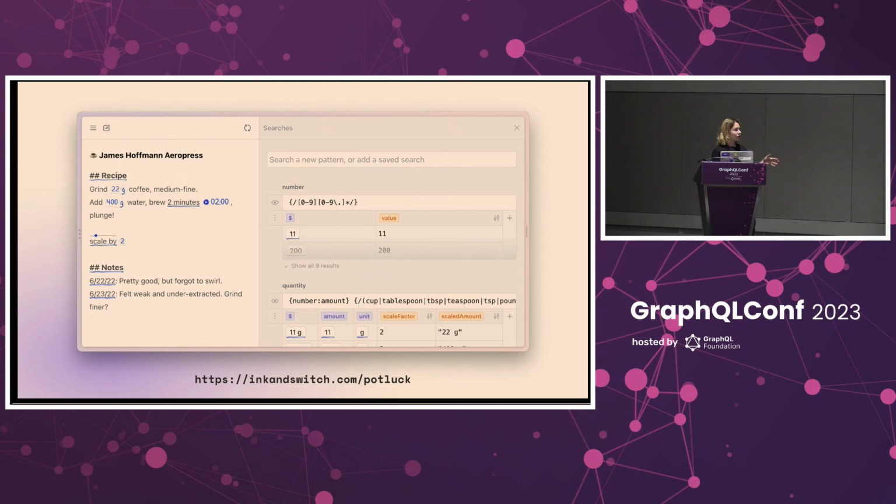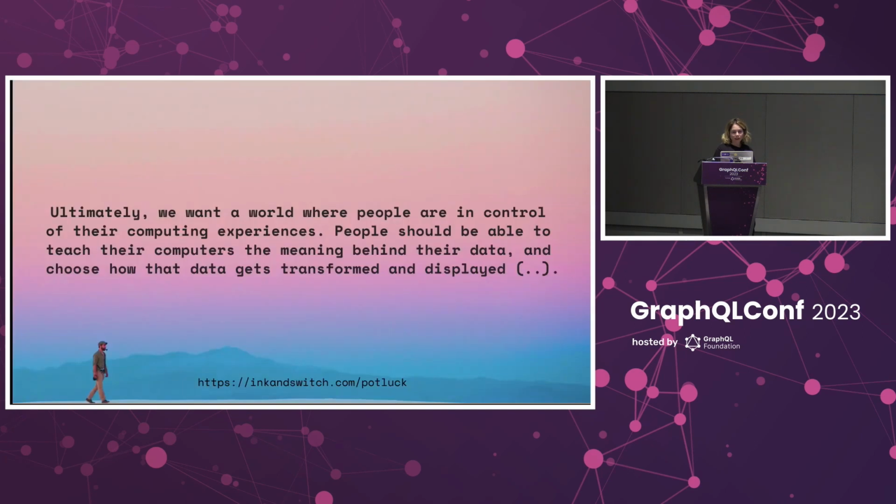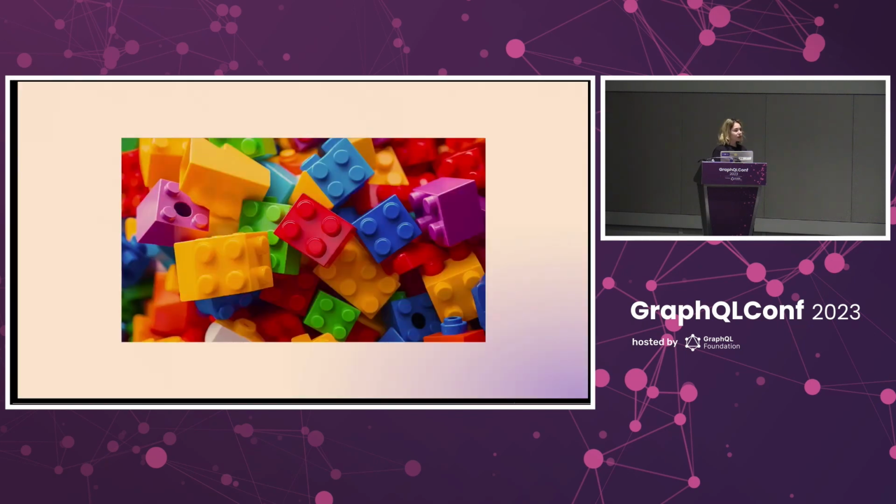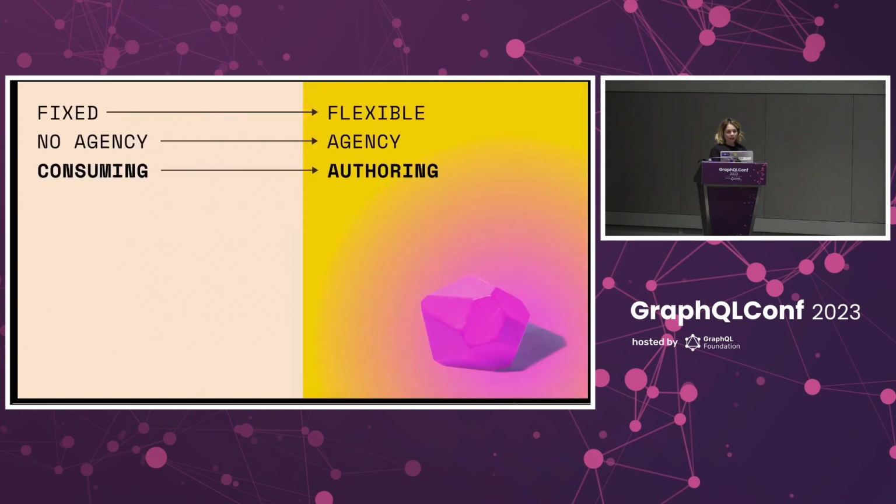All of them, they don't just change looks. They let users play with the main information. They let users make their own setups, create their own ways of doing things. And I particularly like this quote from Potluck announcement blog post. They are saying that they want a world where people are in control of their computing experiences, and that people should be able to teach their computers the meaning behind their data and choose how the data gets transformed and displayed. So rather than designing specific flows for specific use cases, these tools focus on building blocks, on software Legos.